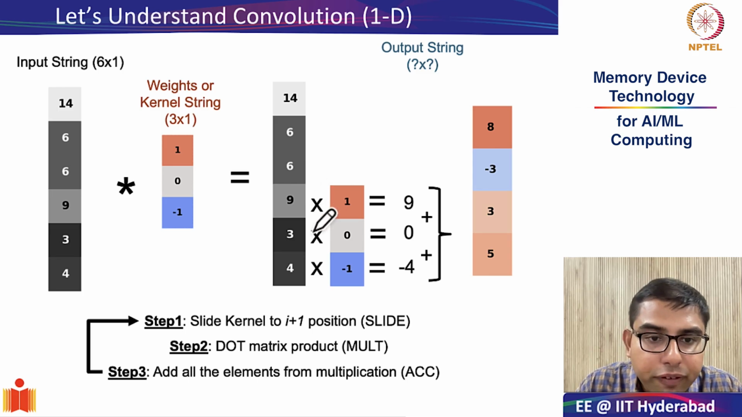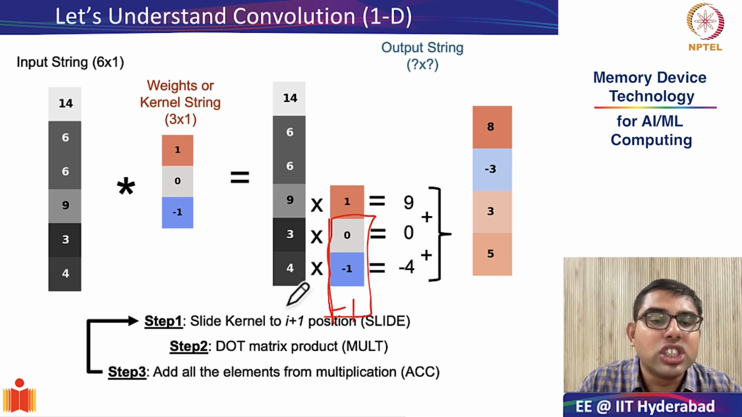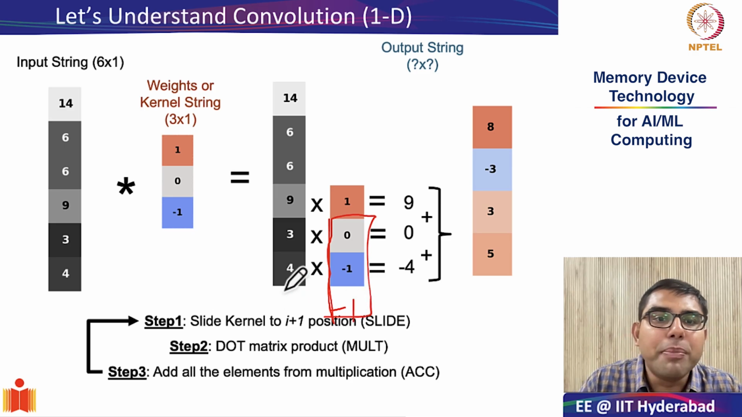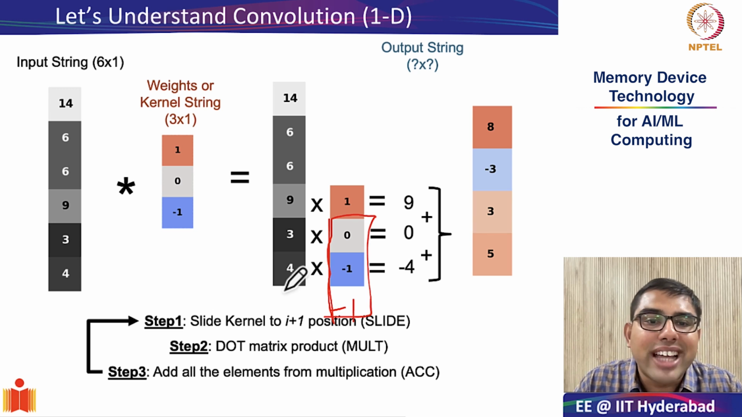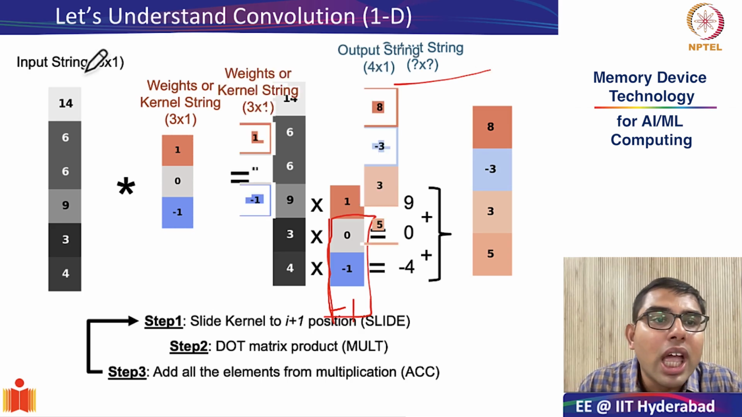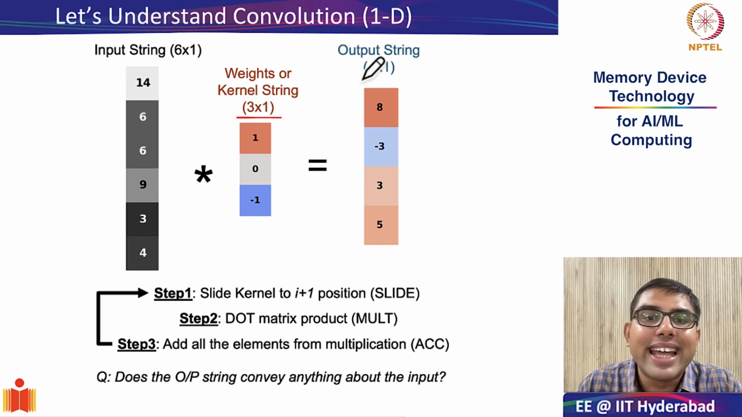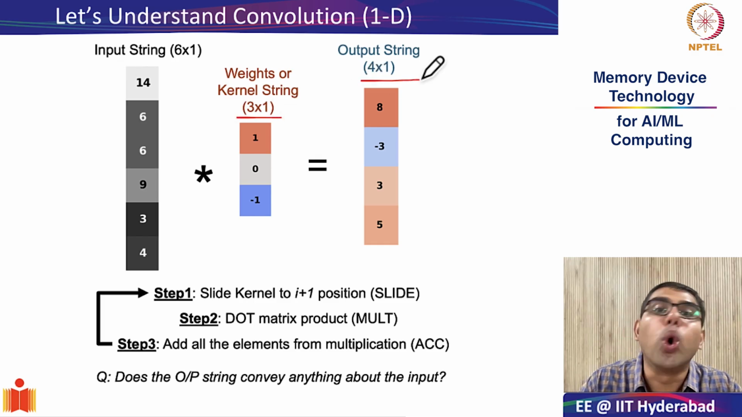Because if it slides into the next position, please see that this minus 1 in the kernel has nothing to get multiplied with. Since the elements have run out, there are no further elements that can come in the output string. So by this logic, we see that when we have an input string of 6 cross 1 and a kernel of 3 cross 1, we get an output which is 4 cross 1.